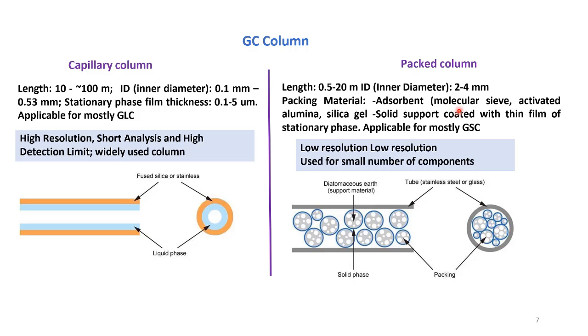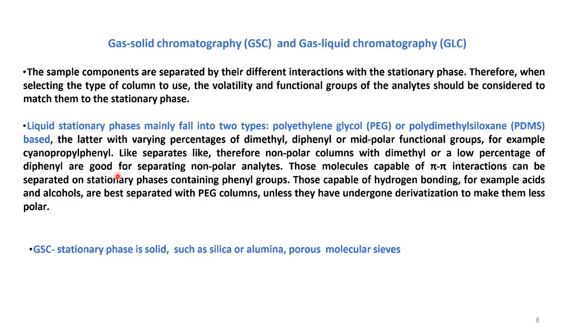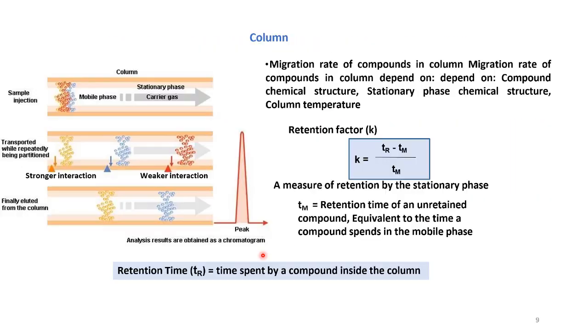So this is widely used. For the solid type, we have what is called a packed column. Here we have a molecular sieve, activated alumina, or silica gel, and the solid supports are coated with a thin film of stationary phase. These have low resolution and are used for a small number of components. Since the liquid one has high resolution, it is widely used. Then, as I told you, different phases exist. For liquid stationary phases, PEG or PDMS are used. In gas-solid chromatography, the stationary phase is solid, using silica or alumina with porous molecular sieves.